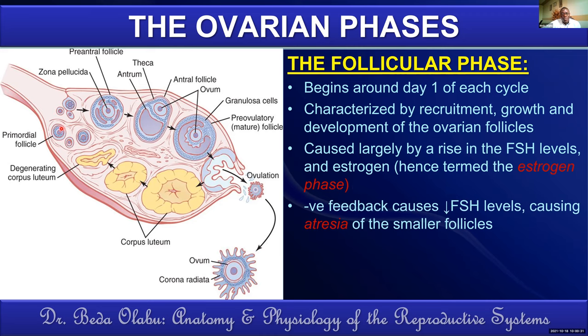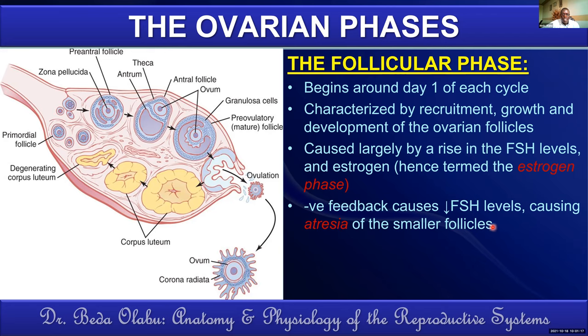As the levels of estrogen rise in the early follicular phase, there's a negative feedback on the axis. That negative feedback causes a reduction in the production of FSH. Unfortunately, smaller follicles are usually FSH dependent. And so if we have a reduction in FSH levels, it means that the smaller follicles are going to suffer. Actually, they undergo atresia.